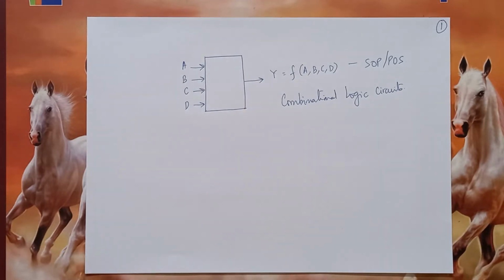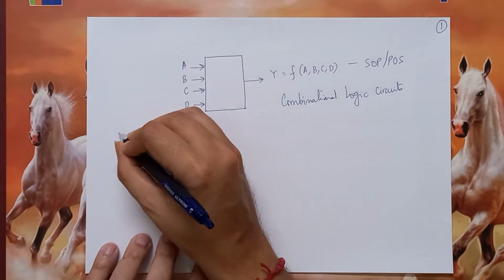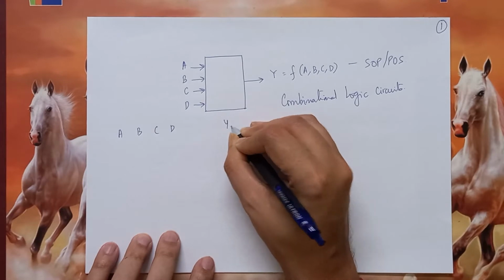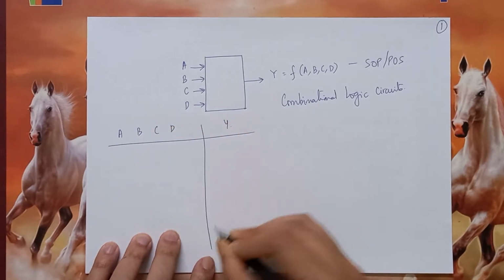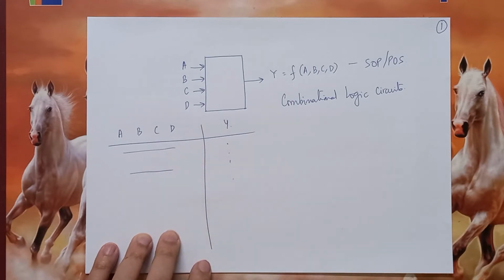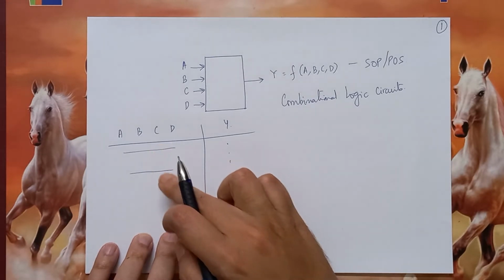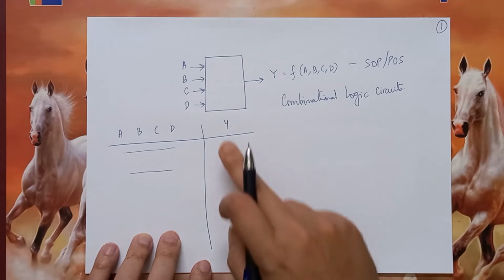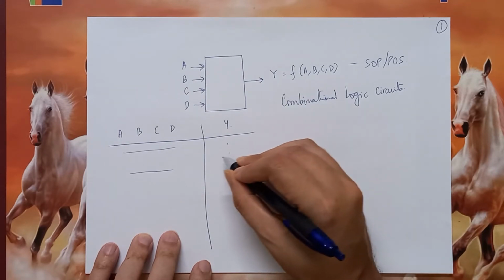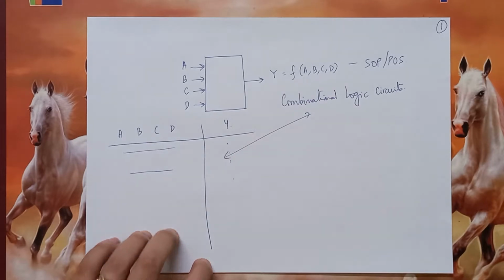Another way to look at it is if you construct a truth table, you have inputs versus outputs. The value of y depends on what the value of ABCD is. ABCD can take 16 possible combinations. So the combination of A, B, C and D decides what y is. That is another reason why it's called a combinational logic circuit.